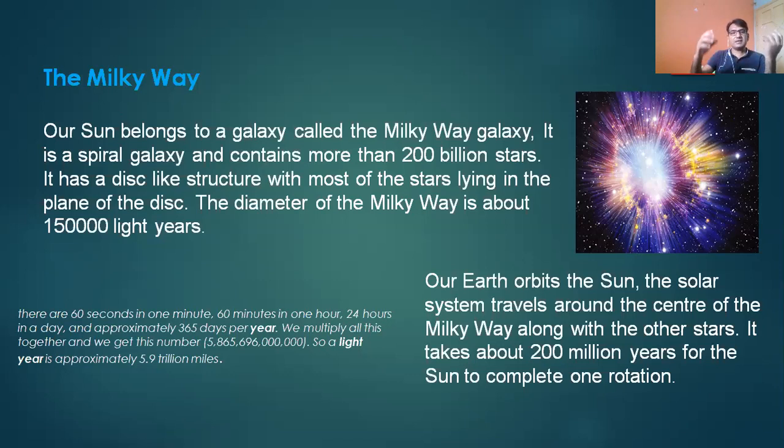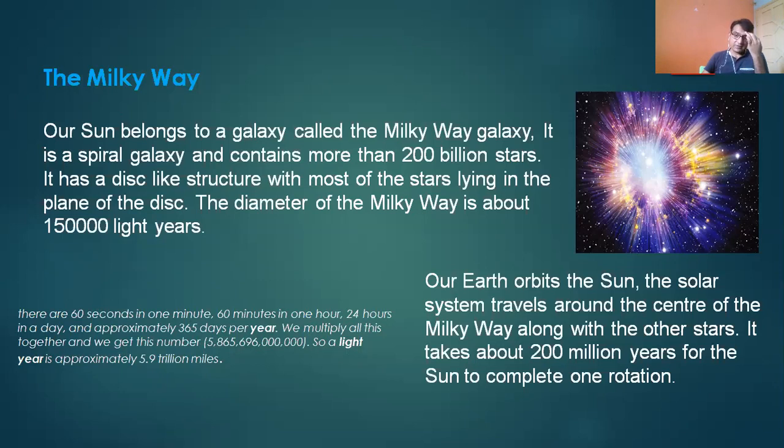For a light year, think of 60 seconds in 1 minute, 60 minutes in 1 hour, 24 hours in a day, and approximately 365 days per year. We multiply all together and we get the distance. So a light year is approximately 5.9 trillion miles. So you can imagine light years. Through light years we can guess or calculate the diameter.